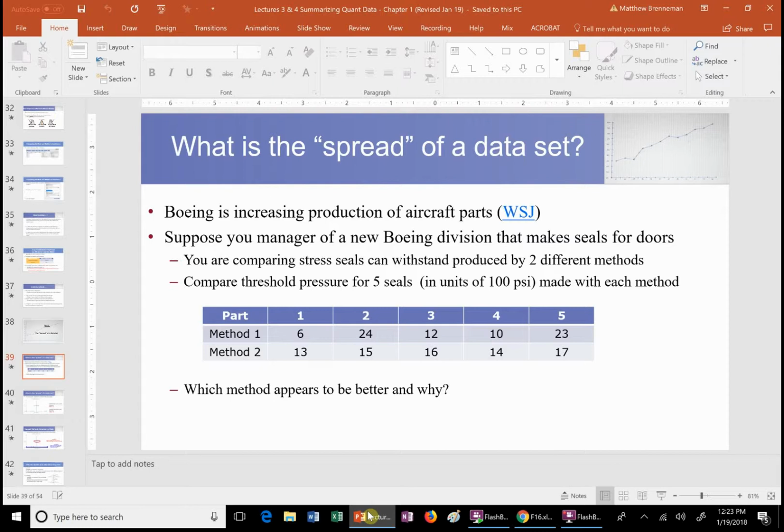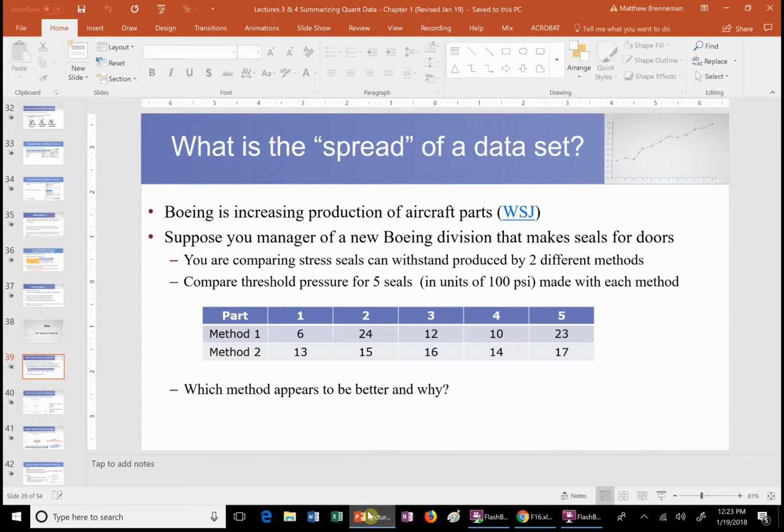So for method 1, the first seal you tried failed at 6 psi. The second one failed at 24, which is really good, right? And so on. With the second method for making the seals, the first one failed at 13 psi. The second one failed at 15 psi. So which of those methods do you think is better? Your boss comes to you and says, okay, you got the data. Which of these should we adopt for our company? What do you think? First or second?